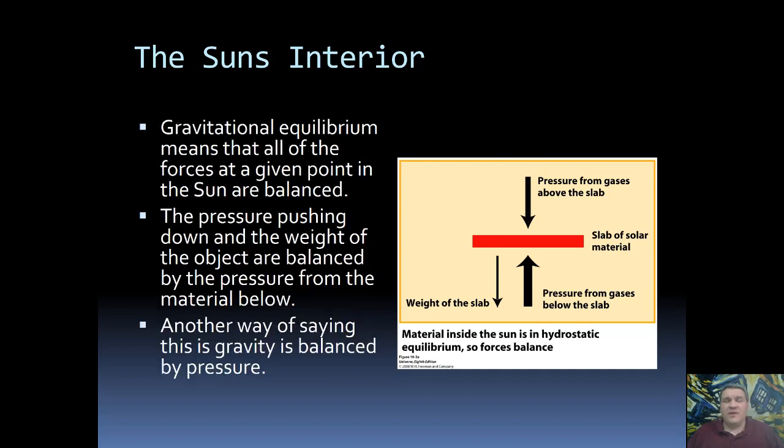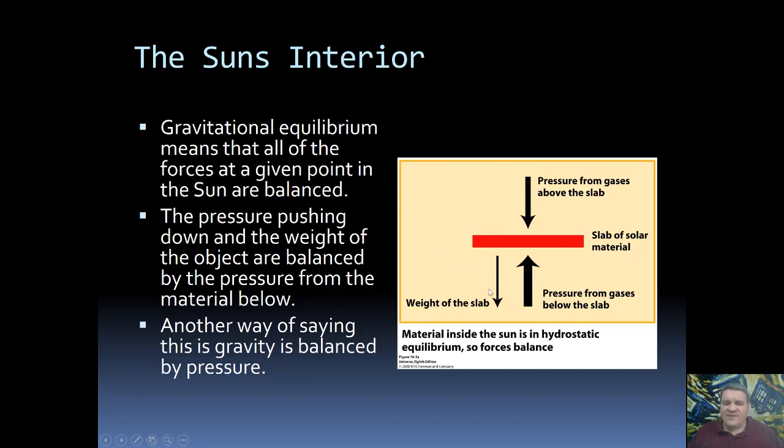So first, gravitational equilibrium. The idea of gravitational equilibrium is that any point within the sun has to have balanced forces. So it's not going to be sinking or rising, it's going to be holding still, so all of the forces must be balanced. As we look at any particular piece of the sun, in this case this red piece of sun, we've got a few forces on it.